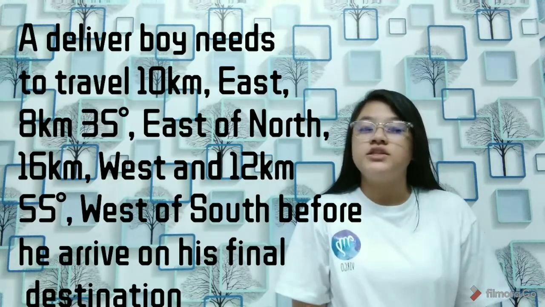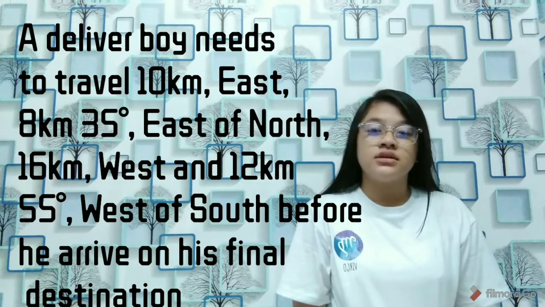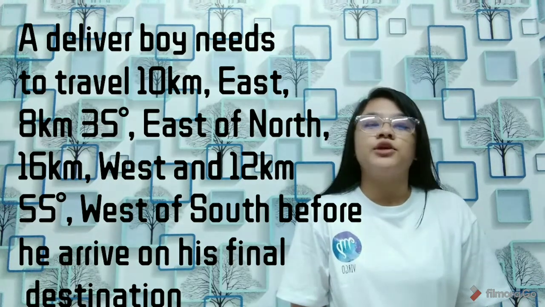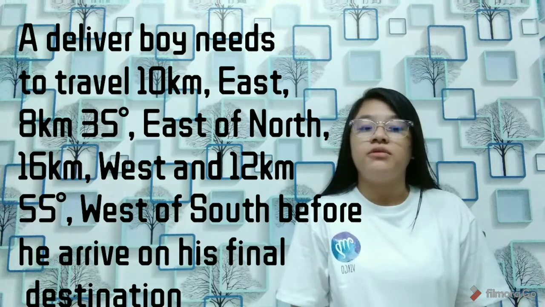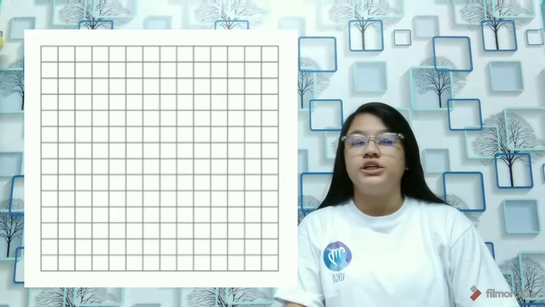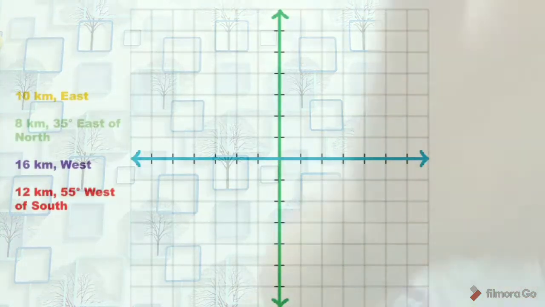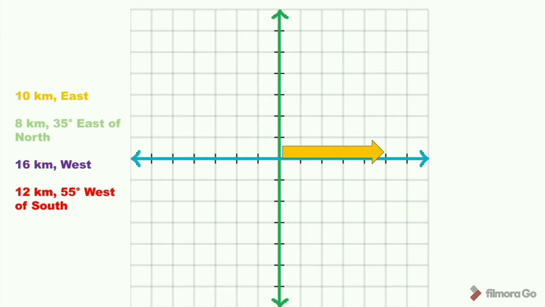A delivery boy needs to travel 10 km east, 8 km 35 degrees east of north, 16 km west, and 12 km 55 degrees west of south. So first, let us write all the given vectors, and in this method, all we need is a ruler and protractor. We have to place all the given vectors in a Cartesian plane. Remember that each grid represents 2 km. 10 km east, 8 km 35 degrees east of north, 16 km west, 12 km 55 degrees west of south.